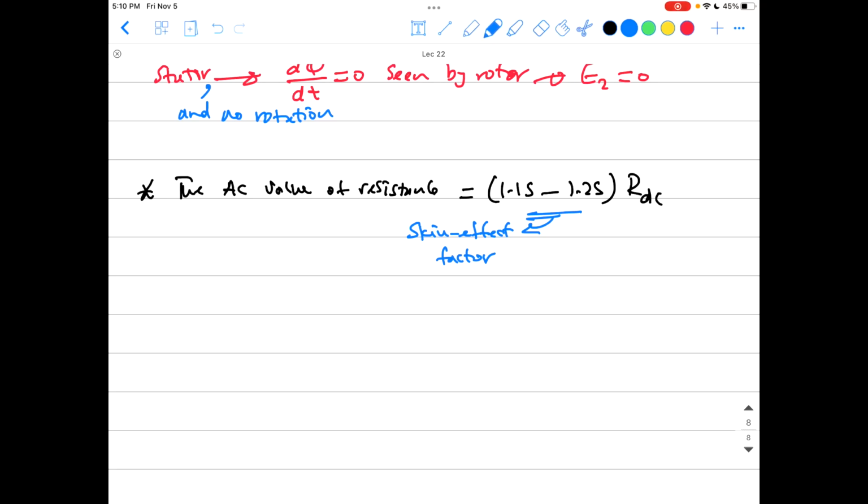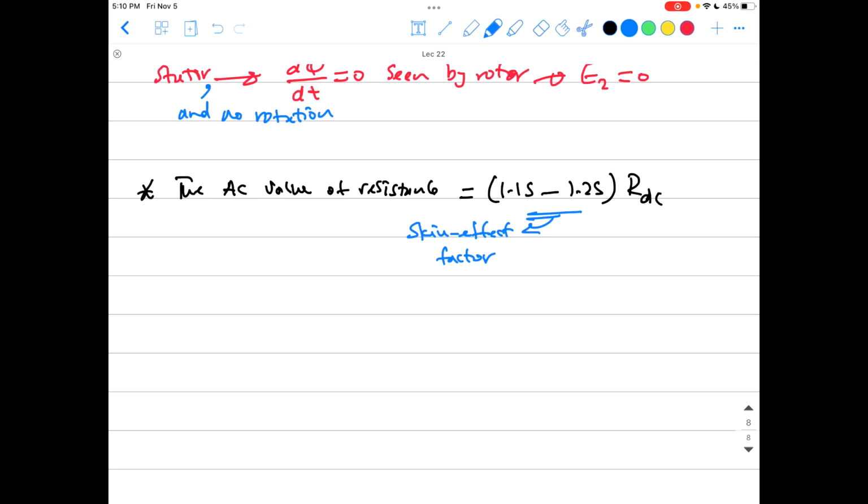Okay, like we said before, for numerical examples and problems to solve in exams, if this factor is not given for you, just ignore it, because it's not a big difference. But if it's given, you should account for this skin effect factor by increasing the resistance you found by a factor from 1.15 to 1.25.